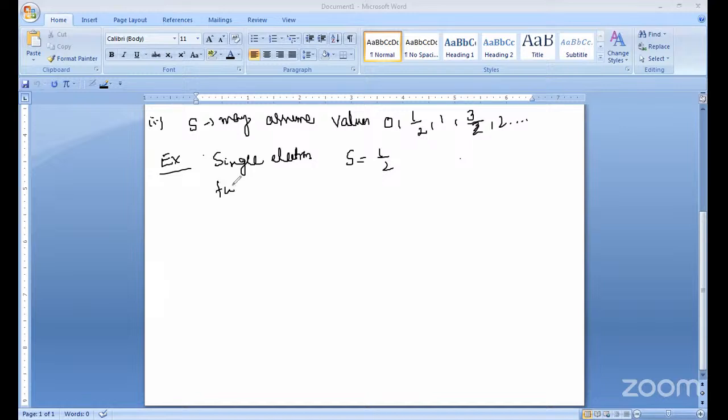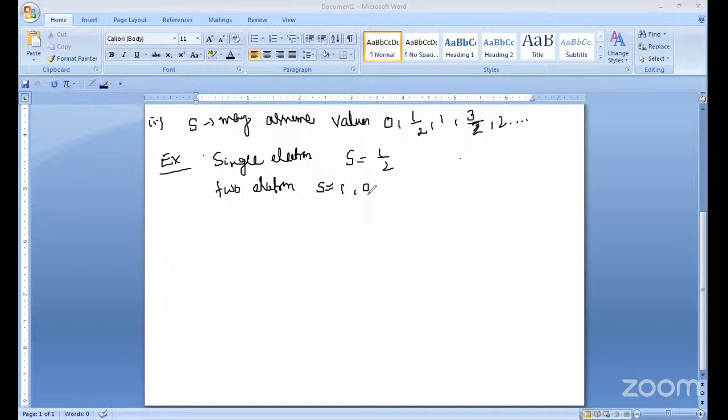Suppose in an atom you have 2 electrons. Then S may have the value 1 or 0. If both spins are plus half, combining these 2 electrons gives plus 1. If one is plus half and the other is minus half, it takes 0, depending on whether the spin vectors are parallel or anti-parallel. So it can take the 2 values 1 or 0 for 2 electrons.